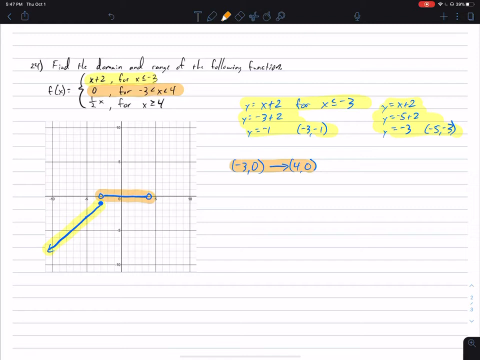The constant ones are always the easiest. It'd be nice if they're always like that, but unfortunately they're not. And then finally our third one: 1/2 x for x is greater than or equal to 4.